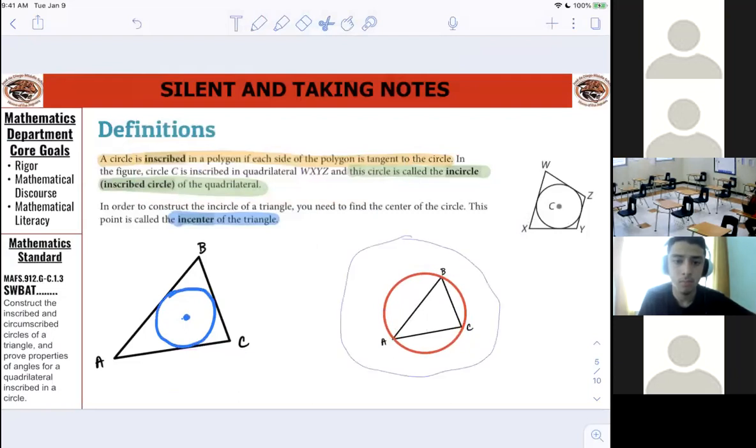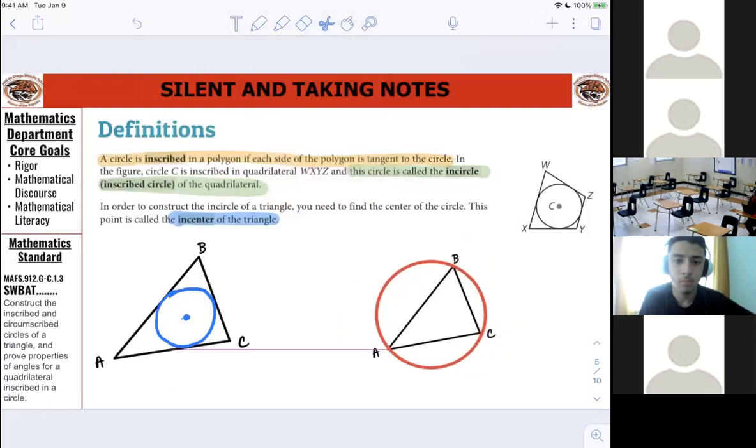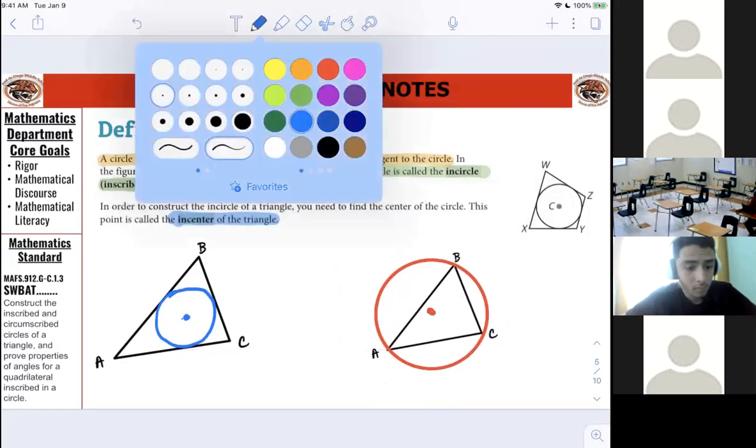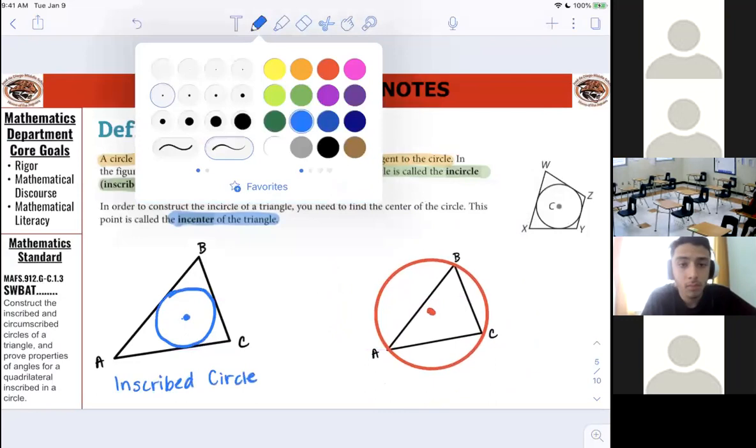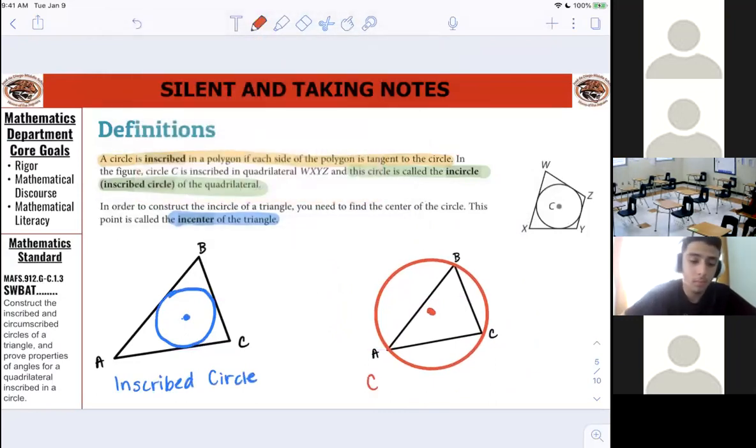Let's go ahead and talk about them and label them now that we know everything we need to know. On the left, I have what type of situation? Inscribed. Inscribed, I-N. And on the right, you have a circumscribed circle. Tongue twister.